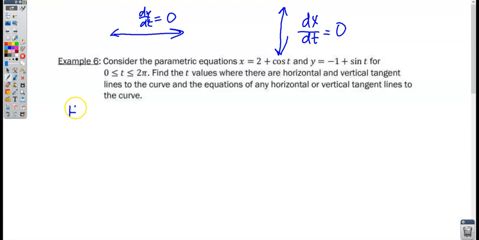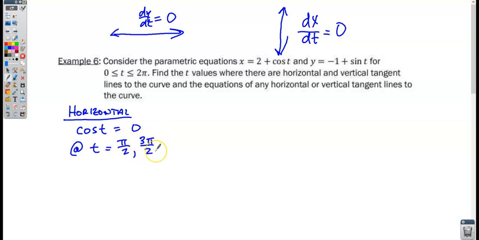Let's start with the horizontal tangent lines. So I'm going to set dy/dt equal to 0. dy/dt is equal to cosine of t. So we'll set cosine of t equal to 0, and then we determine the values of t where that's true. That happens at t equals pi over 2 and 3 pi over 2. Those are the values in the interval from 0 to 2 pi where this equation is true.